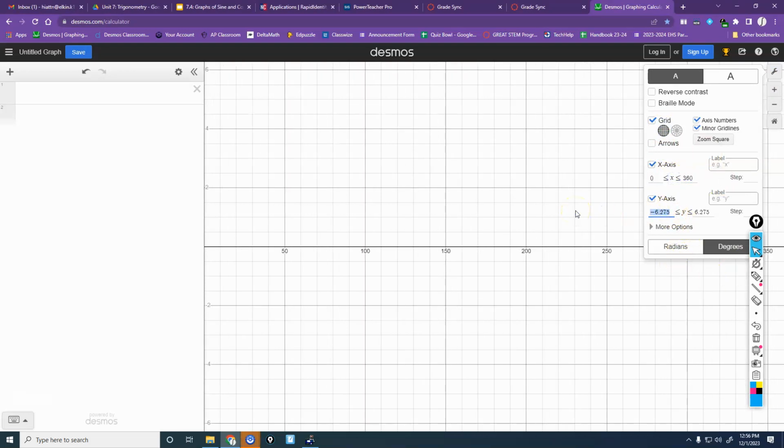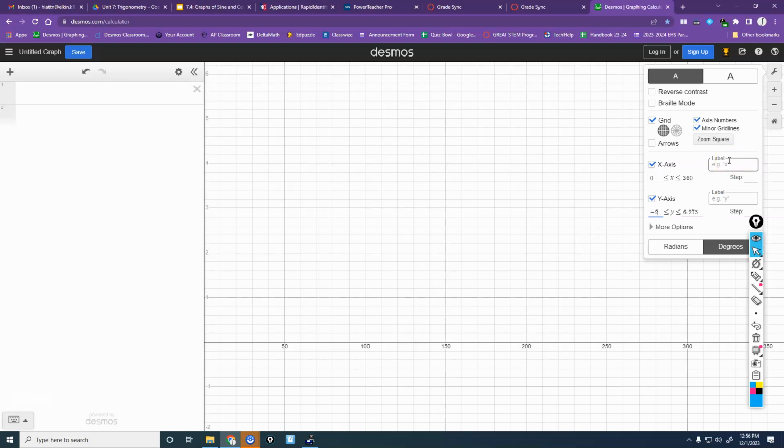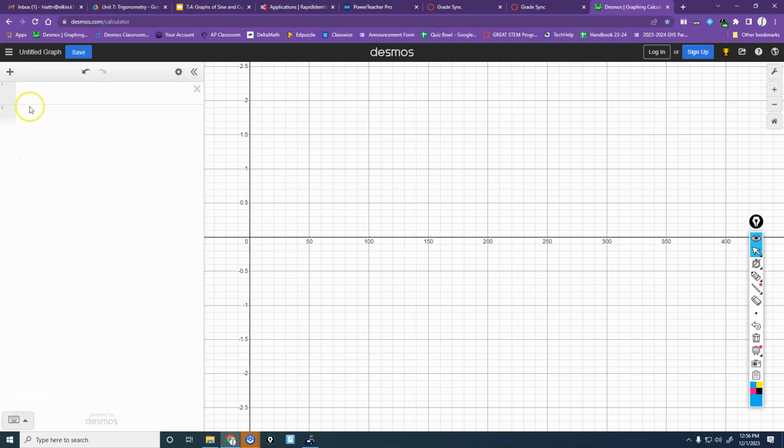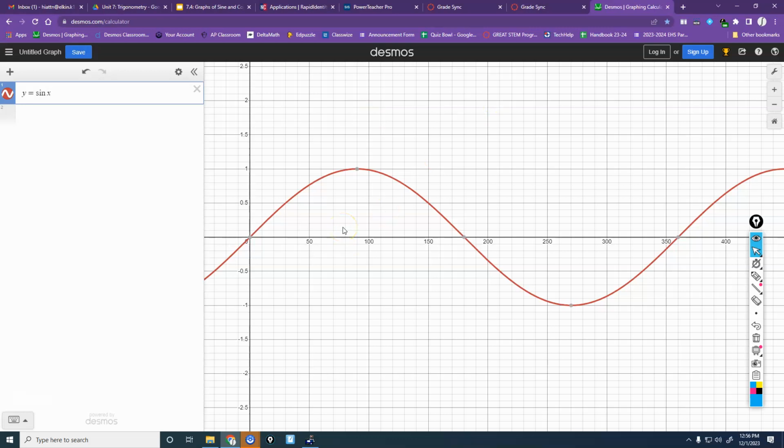And what's the lowest number that's ever on the unit circle? What's the lowest point on it? -1. What's the highest point? +1. So I'm going to do -2 to +2 here on my y-axis so that I don't have a lot of extra stuff there. And if I graph y equals sine x, you can see that looks like what we just graphed, right?